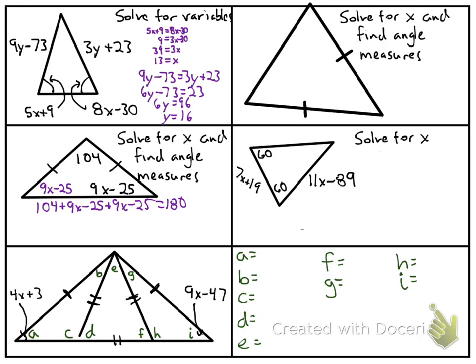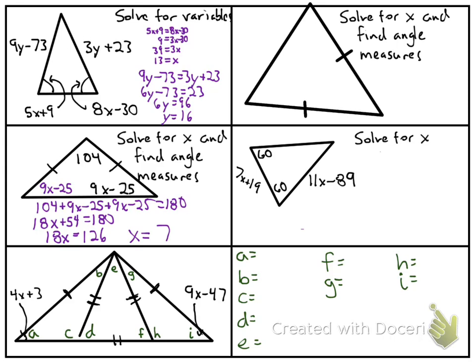By combining like terms, we have 18x. Then these two negative 25s become negative 50. So that's going to come out to be 54 when we add that to 104. We're going to subtract 54 from 180 and we get 126. So then we have 126 divided by 18. Just to double check, I'm going to do calculator here, and that comes out to be 7.